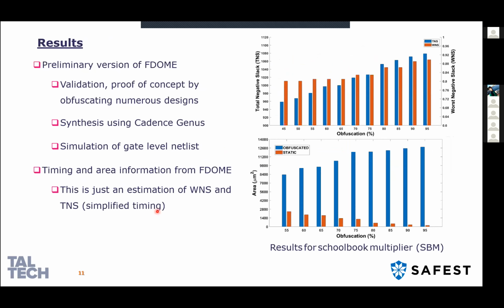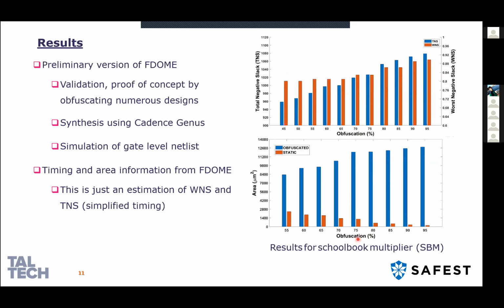Concerning the results, we have developed a preliminary version of FDOM, our custom tool. We have validated the proof of concept by obfuscating numerous designs. Then we have synthesized the design using Cadence Genus, and we have also verified the results using simulation of the gate-level netlist. In this figure, we can see the obfuscation security versus timing performance trade-off.